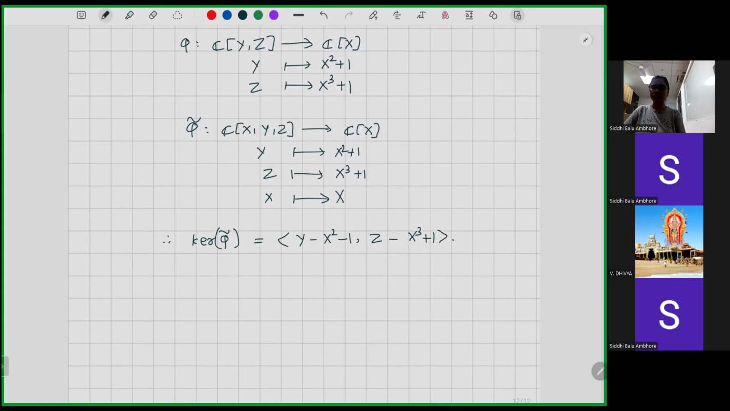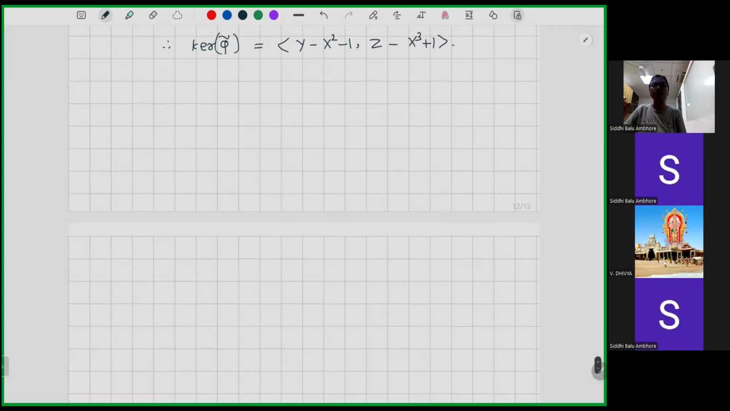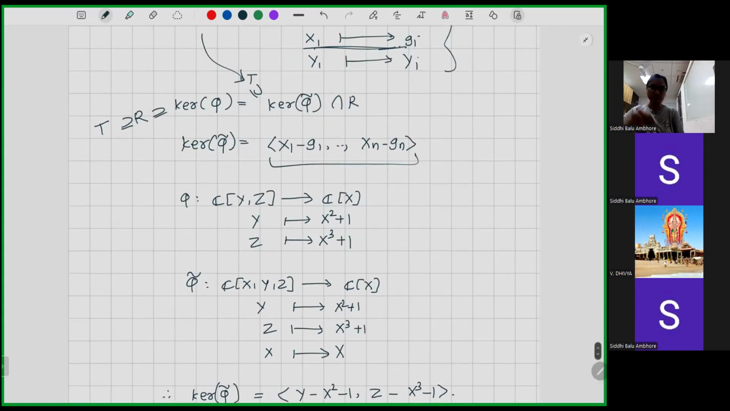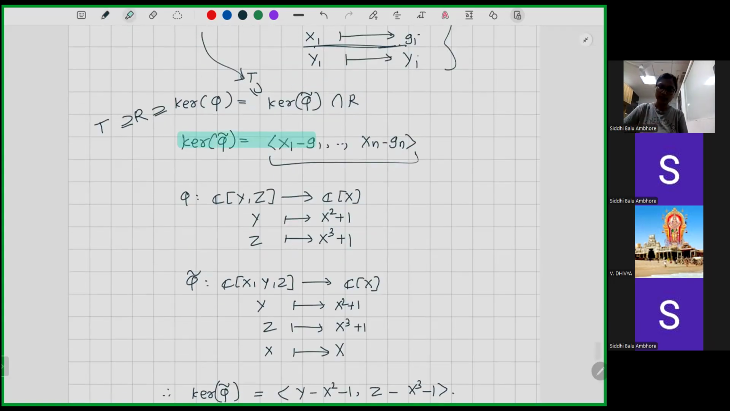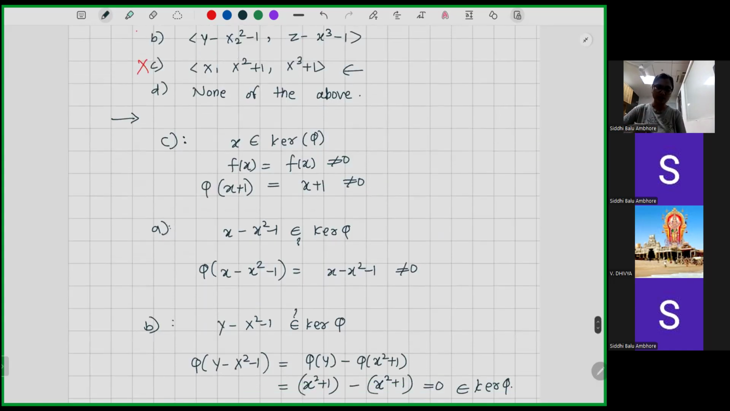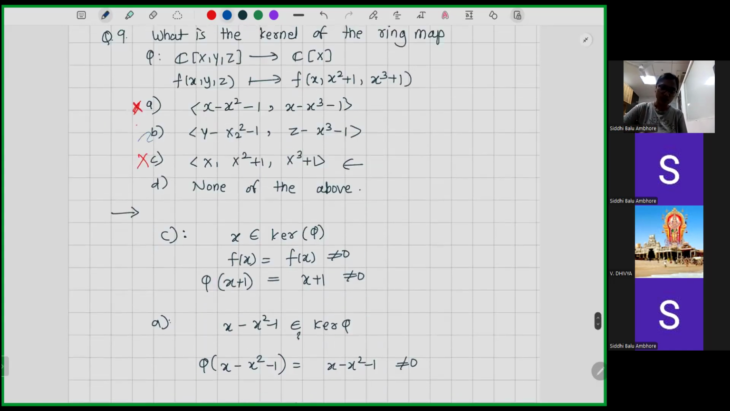So any doubts here? Here it should be minus. So any doubts? We just use this result from our lecture, that this is the kernel of this. Okay. So I hope this is clear. So this is actually the correct option which we have here.